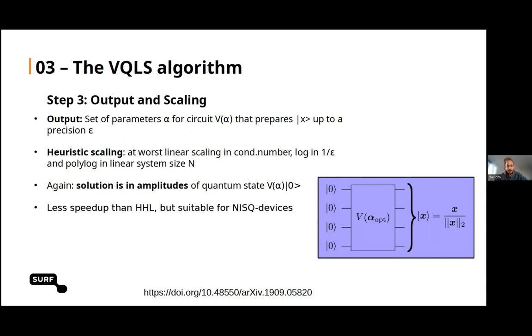So that's pretty good. Again, the same as with HHL, and I can't stress this enough, the solution is in the amplitudes of the quantum state, because it's quite shocking to me how many papers just say at the end, oh, and then in Qiskit, we get the whole solution with an exponential speed up and then we're done. That's not it. We still need to do something with the solution, because we can't get everything. It has less speed up than HHL, but it is suitable for NISQ devices, so you can use it soon. That's very nice.